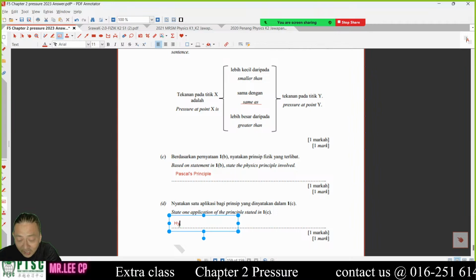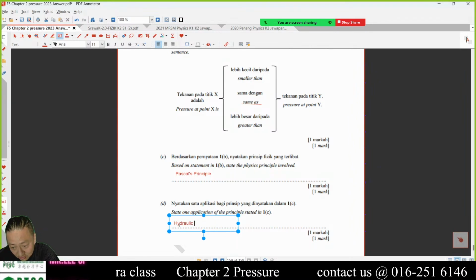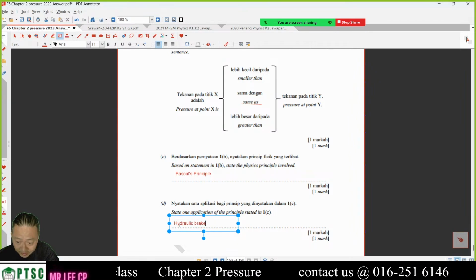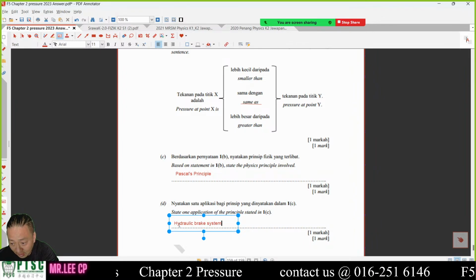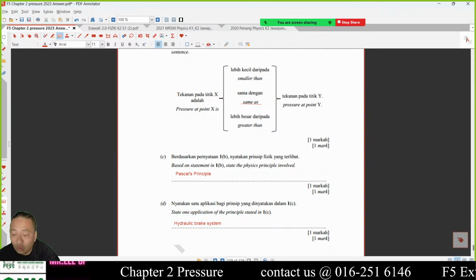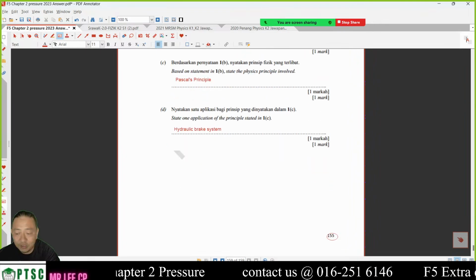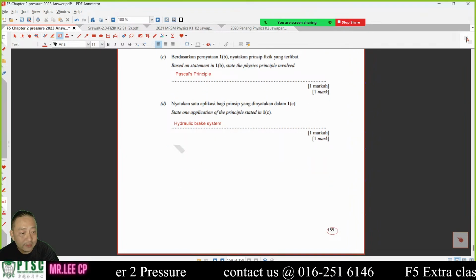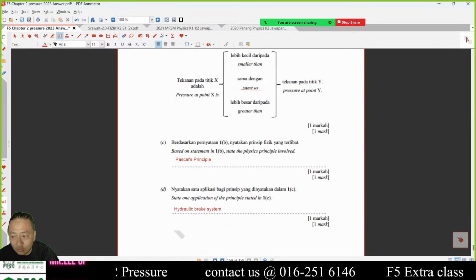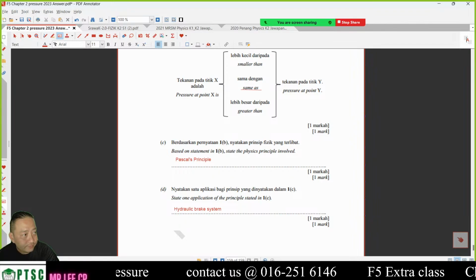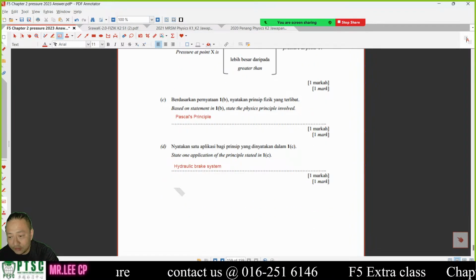So any hydraulic brake system, hydraulic jack system, also okay. When you say hydraulic, it will mostly be okay already. So this is how we answer here. Any question?